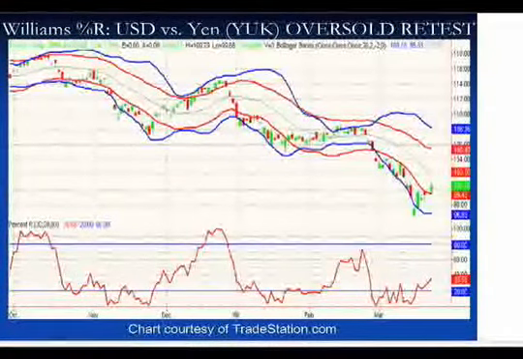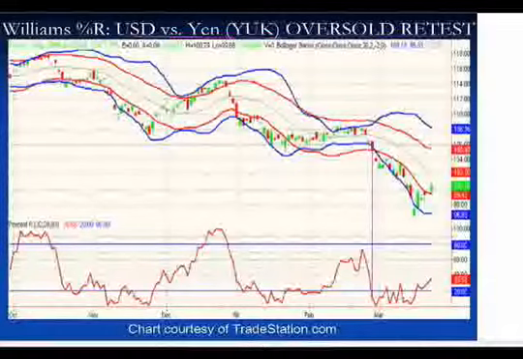Just another example here. This is the U.S. dollar against the yen. Like I said, my favorite symbol, the yuck, the Y-U-K. You can see in this example, what we were looking at the time was on the right side of the chart. You can see I was calling it an oversold and then a retest mode. Well, what does that mean? Well, what you can see if we're looking at percent R is when it first goes oversold, like we said before, it's happening a little bit before we get our confirmation on our acceleration bands. Just trying to draw that in right here.